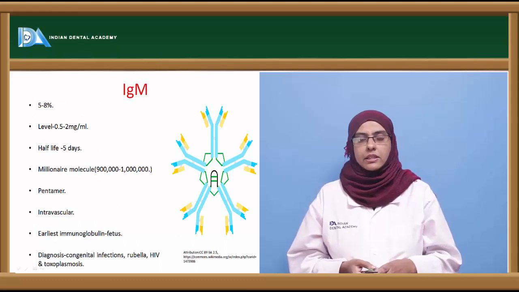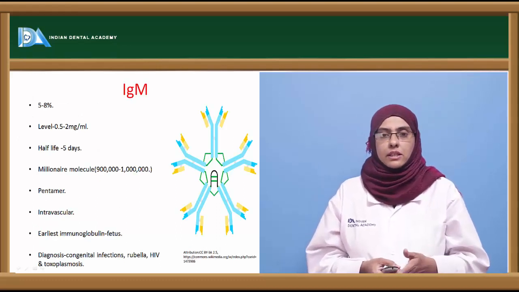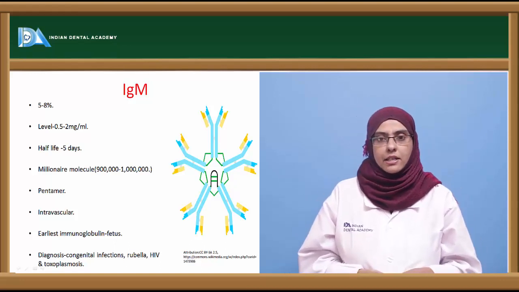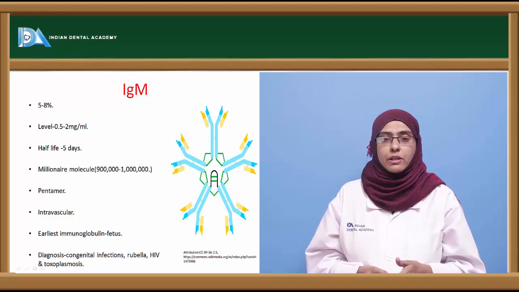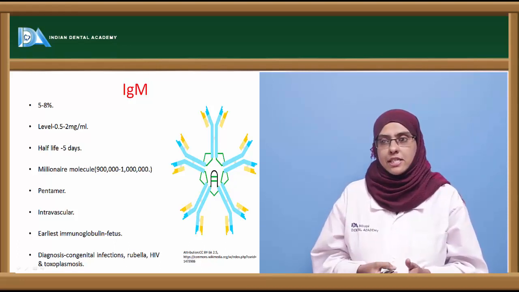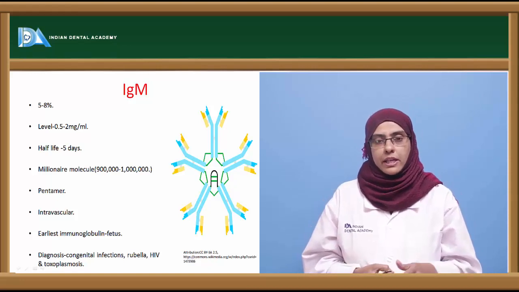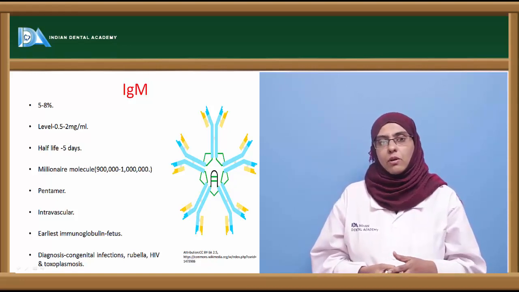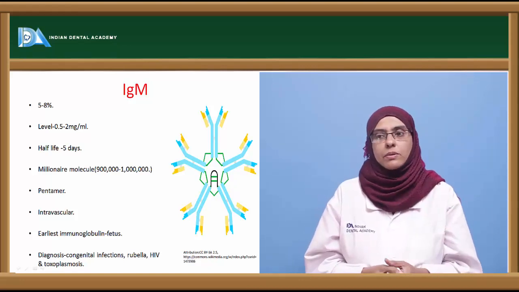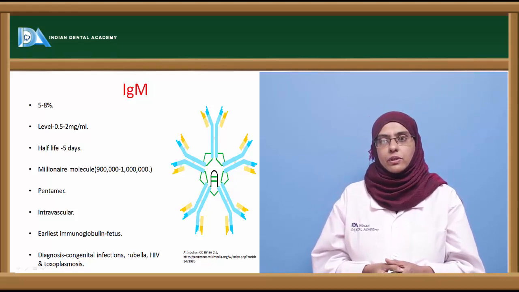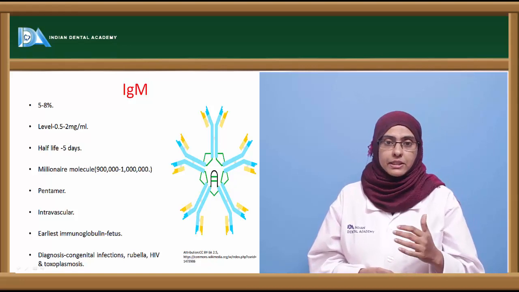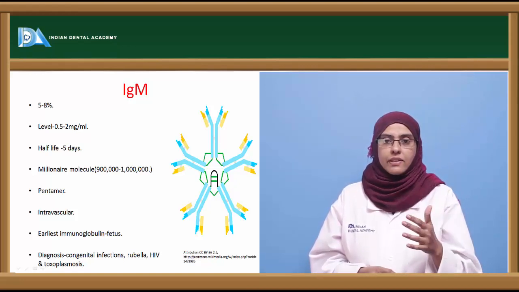So next, coming to the third class of antibody molecule, it is the IgM. IgM is called a millionaire molecule because it has 5 antibody molecules that are linked with the J chain. It constitutes about 5 to 8% of the total serum component, and the level is around 0.5 to 2 mg per ml, and it has a half-life of only 5 days.